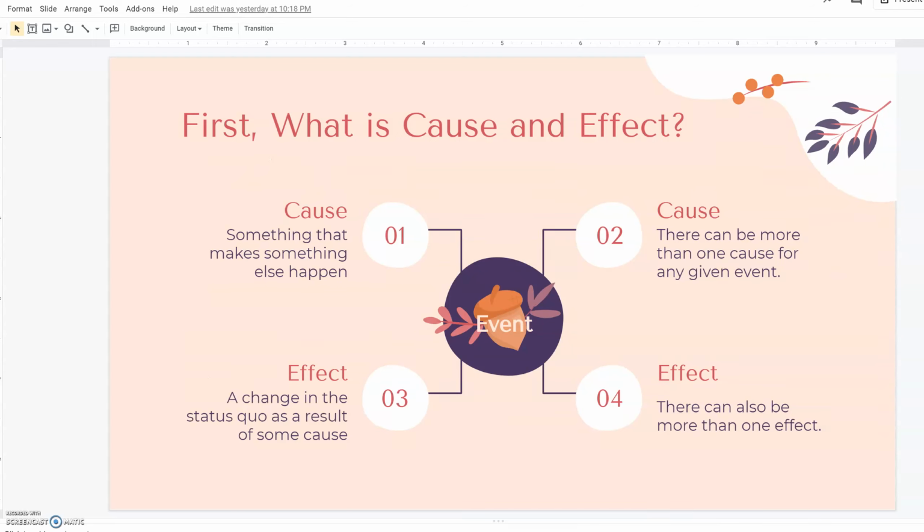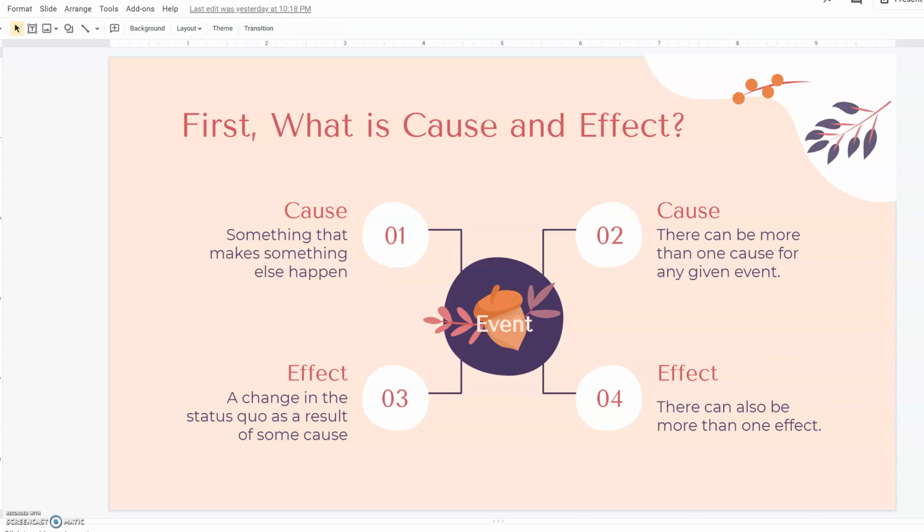So first, what is cause and effect? A cause is something that makes something else happen. An effect is a change in the status quo as a result of some cause. Status quo sort of means the current situation, right?